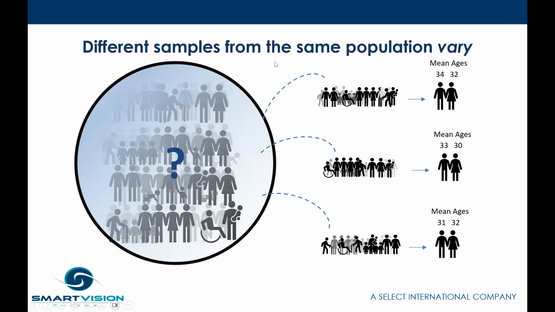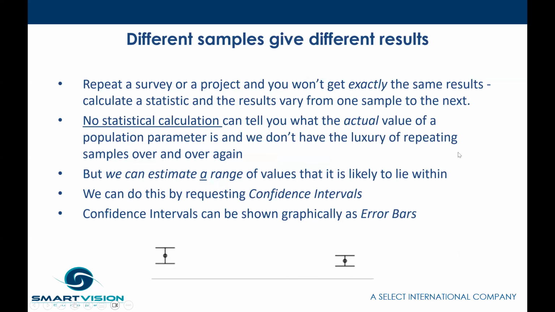As you remember, different samples from the same population vary. You've seen this before. You can take different samples from the same population and get slightly different results. Repeat a survey or project and you won't get exactly the same results. Calculate a statistic, and the results vary from one sample to the next. No statistical calculation can tell you what the actual value of a population parameter is, and we don't normally have the luxury of repeating samples over and over again. But we can often estimate a range of values that it is likely to lie within.